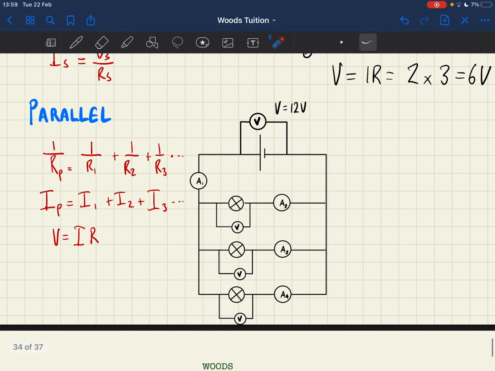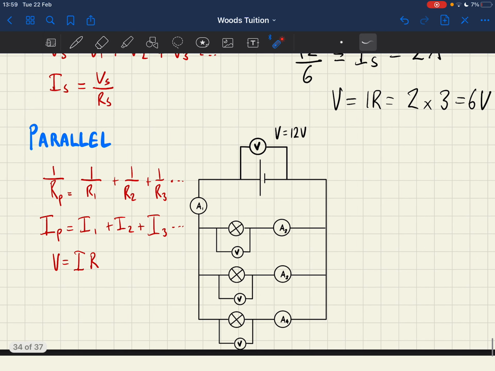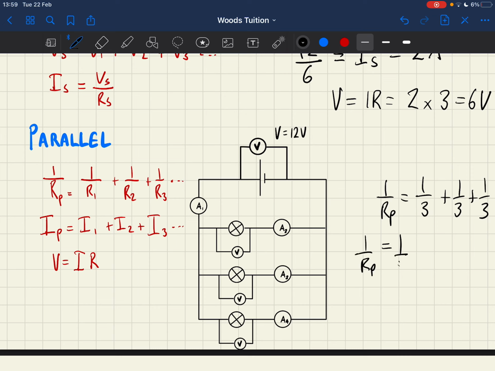Okay, so then the parallel circuit, working out the currents first of all. These, as I said before, are all 3 ohms. So 1 over R parallel is equal to 1 over 3 plus 1 over 3 plus 1 over 3. So that's going to be equal to 1. So 1 over R parallel is equal to 1 over 1, so the total resistance is going to be 1 ohm.